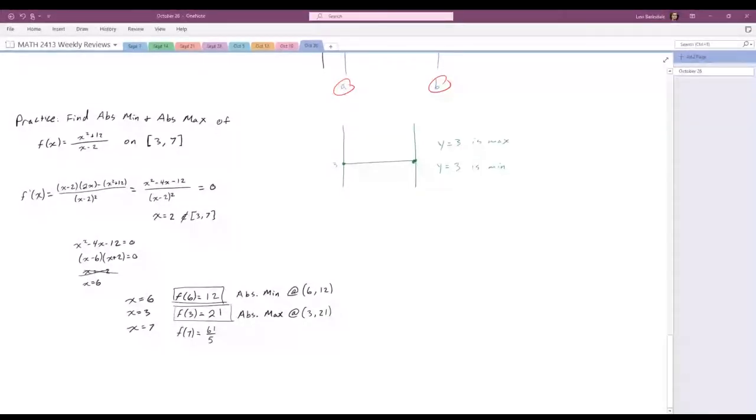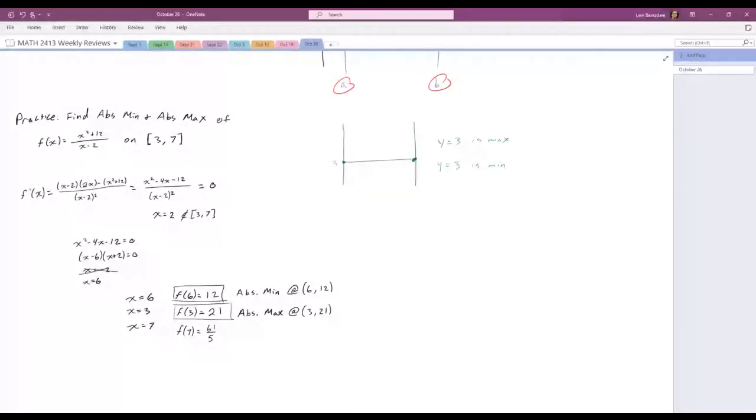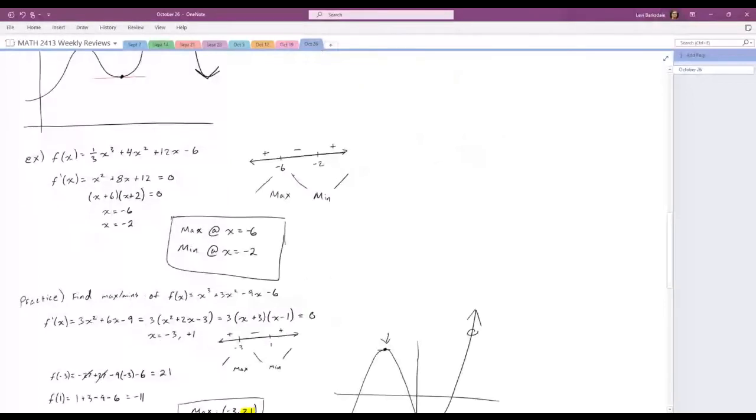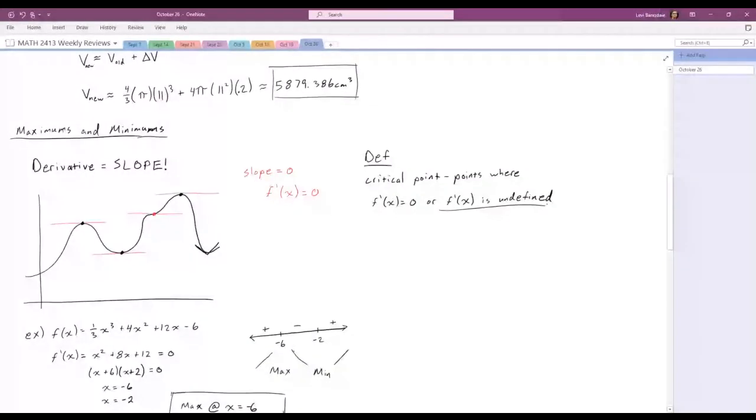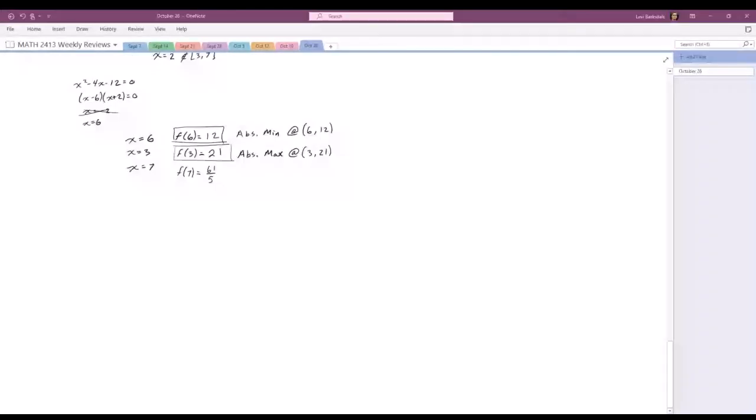The values where f prime, where your derivative doesn't exist, also counts as a critical point. Yes, this is correct. I think I mentioned that briefly up above, but yes. Or f prime of x is undefined. That is one situation where you have a critical point. Does this example make sense to everyone?